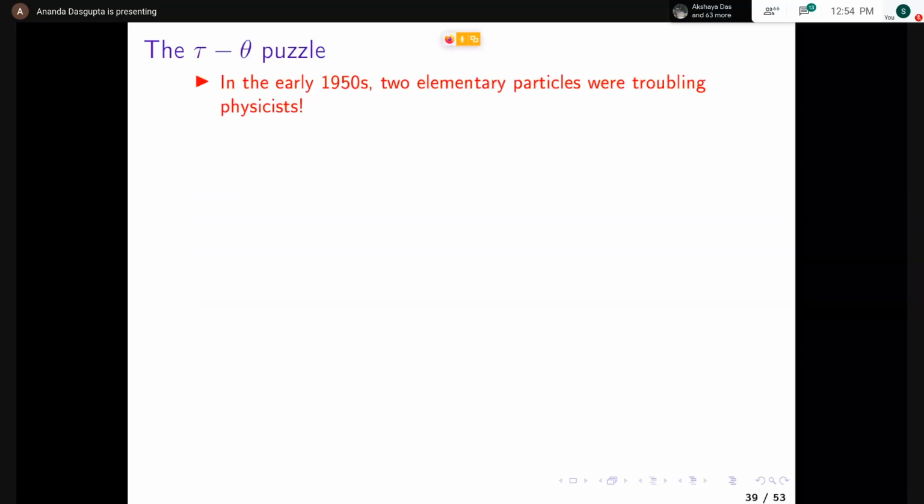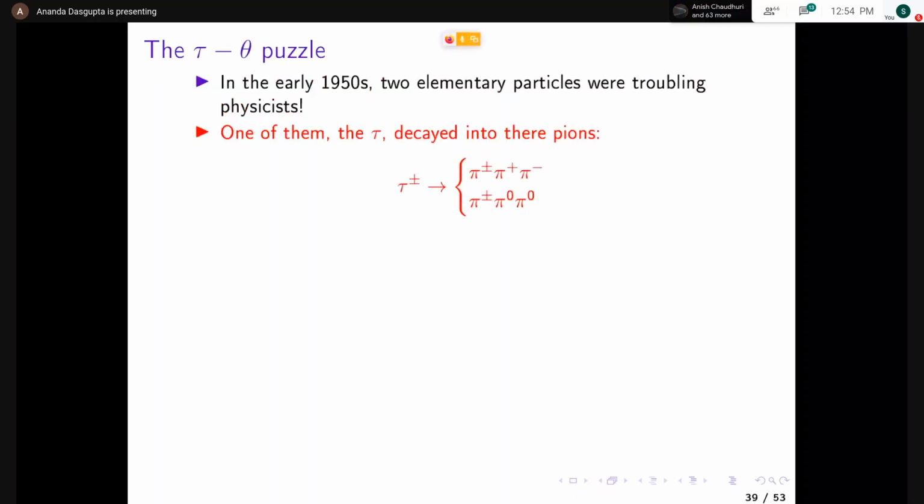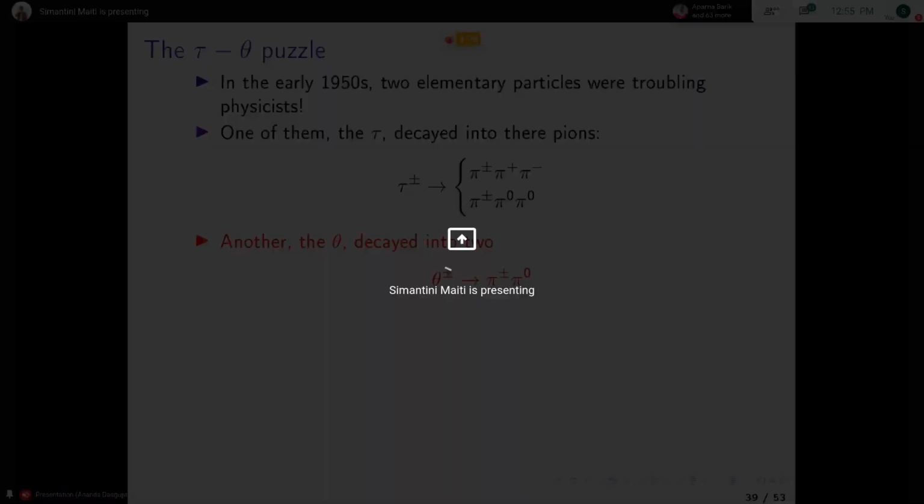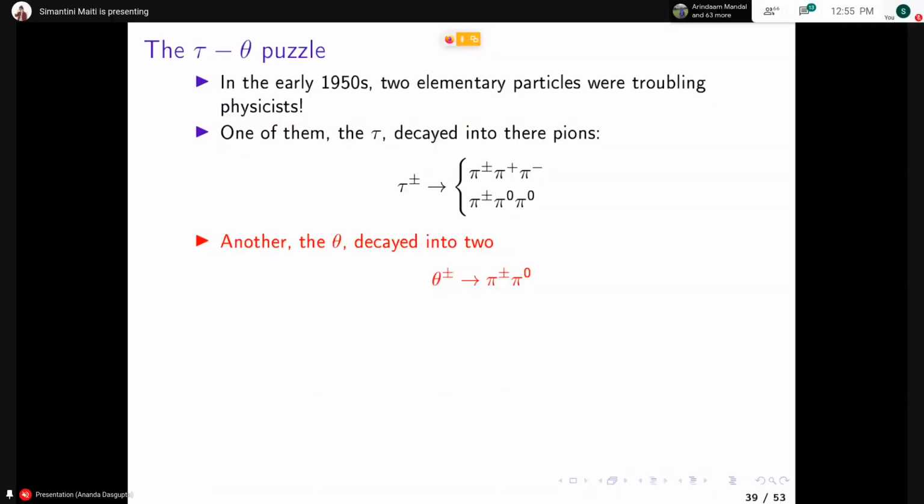In the early 1950s, two elementary particles started troubling physicists a lot. They were called the tau and the theta, and they could decay in different ways. Tau plus minus decayed into 3 pions, the details are unimportant. Another, the theta, decayed into 2 pions. Okay. So fine, two different particles decaying in different manner, not a problem at all.